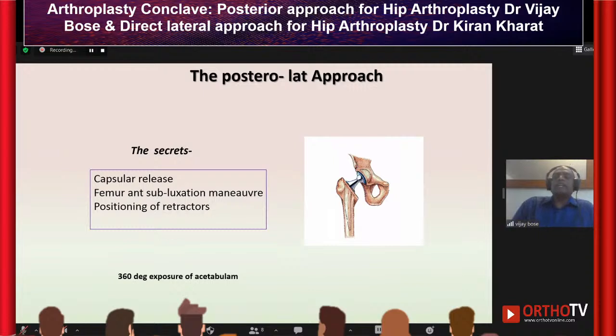So the secrets of the posterolateral approach for the junior surgeons are 3 in number. The important things, which I'll go through in detail, are the capsular release and the femur anterior subluxation maneuver, and how we position the retractors to get what we call a 360-degree exposure of the acetabulum. I think every hip surgeon must expose the acetabulum 360 degrees. And once you expose it 360 degrees, hip arthroplasty becomes very simple. Otherwise, it's a very big struggle.